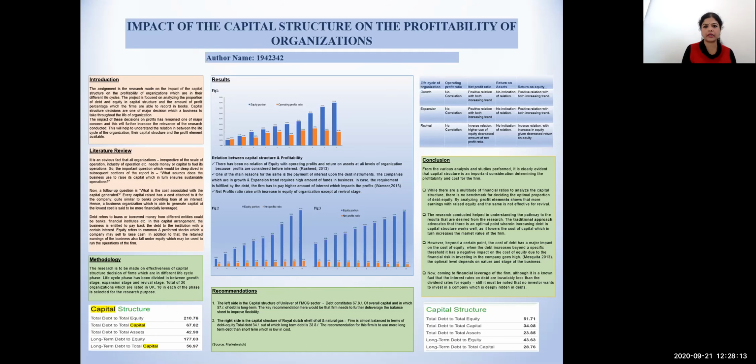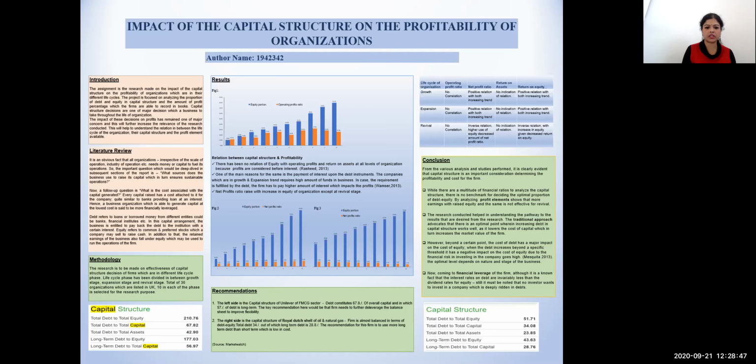I have given 2 recommendations of the capital structure. On the bottom left side, it's the capital structure of Unilever. It's an FMCG sector company primarily fueled with debt. Debt constitutes 67.8% of the overall capital structure, out of which the long-term debt is 57%. The key recommendation here would be that the company needs to further deleverage the balance sheet to have flexibility.